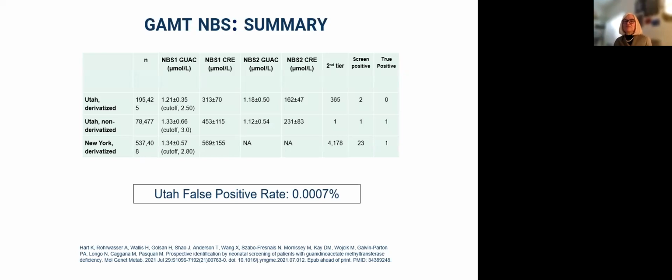Again, the false positive rate in Utah has been in total 0.0007%, which is very, very low. Again, there is a discussion on how much adding an additional condition to a newborn screening panel will cost. Next.